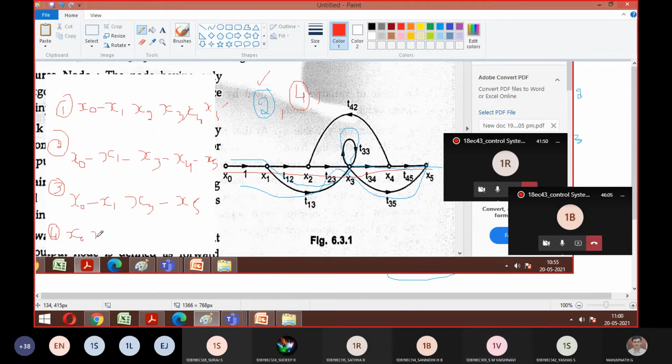X1. I hope you got the tracing part that I showed you. X0, X1, then similarly X2, X3, X5. Is it okay? Everyone, is it okay?